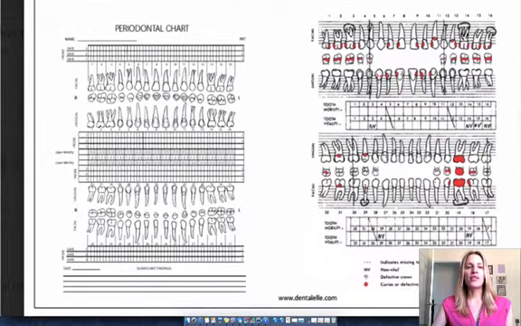Now, this is just a chart that I had found. It could look something like this, where you put the probing numbers over here for the buccal, and probing numbers for the lingual. You probably had something similar to this in school. Some even have a separate line altogether to mark if the gums are bleeding or not. So every kind of chart is slightly different. Just look at the one you have in your office.